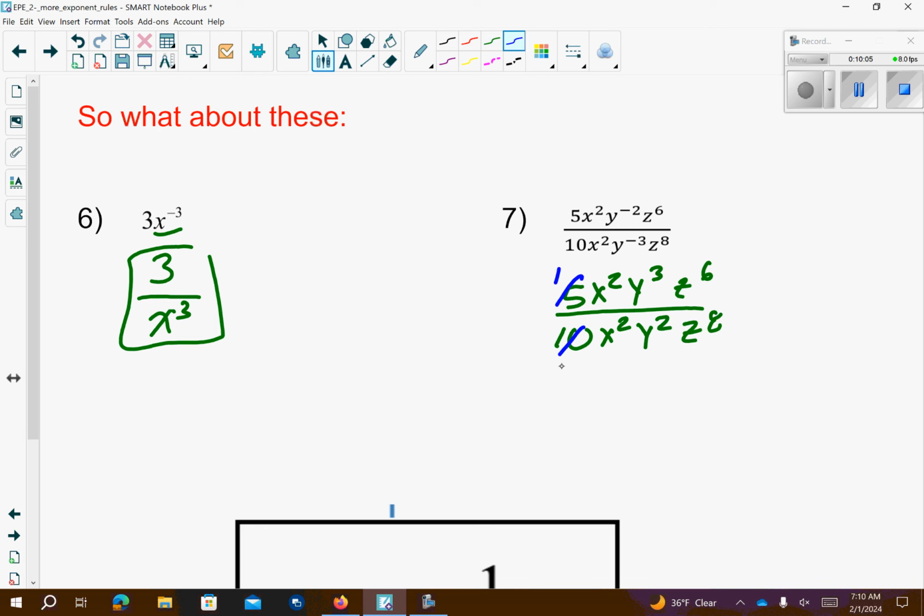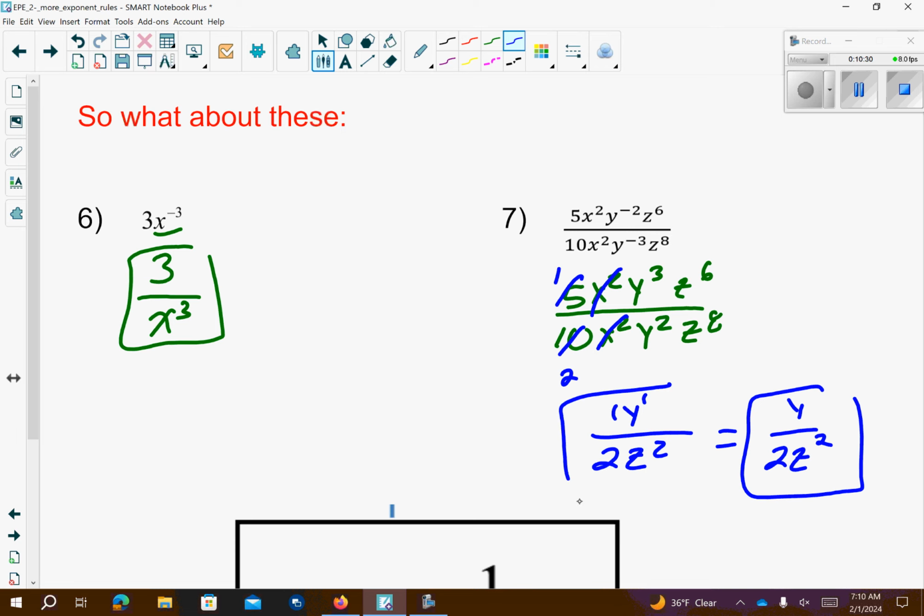5 goes in itself once, goes into 10 twice, so I'm going to get 1 over 2. Tug of war with the x's, they cancel out. Tug of war with the y's, top wins by 1. Okay, y to the first, or you can just keep it as y. Tug of war with the z's, bottom wins by 2. So you can clean this up a little bit, and really the answer should look like this. You could leave it as my original answer, but this is a more accepted one. But if you wrote that as an answer, you have it correct as well.